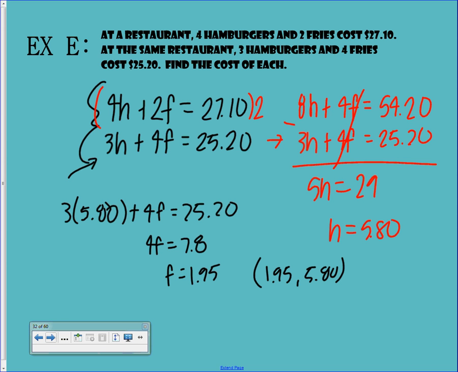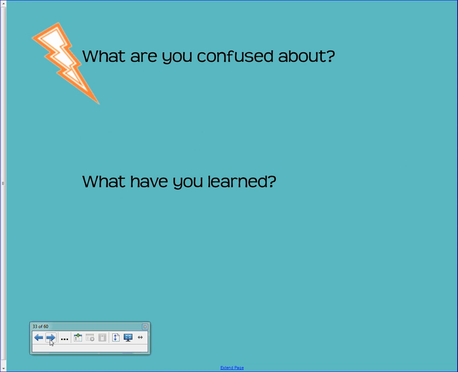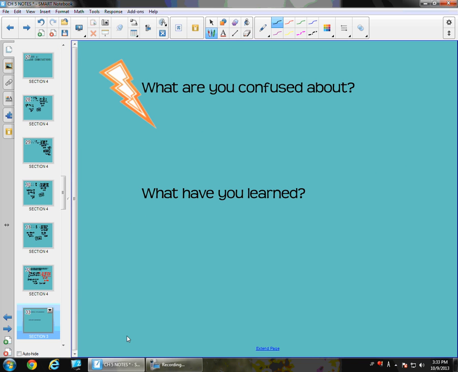So elimination, depending on which one you like better, sometimes you can organize it so you can use this method, but it should be pretty good. So go ahead and write some questions and see what you have learned.